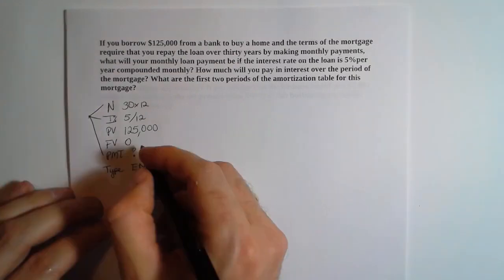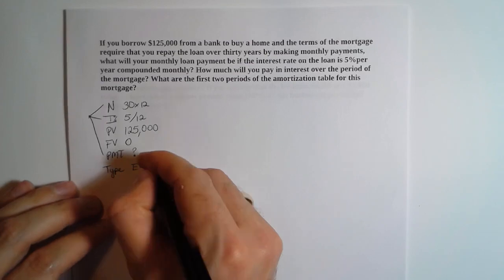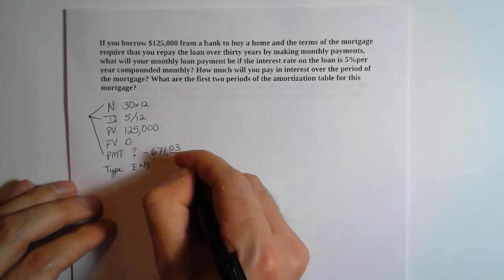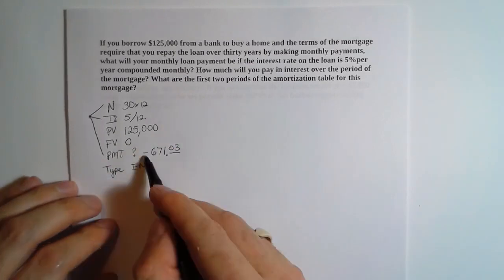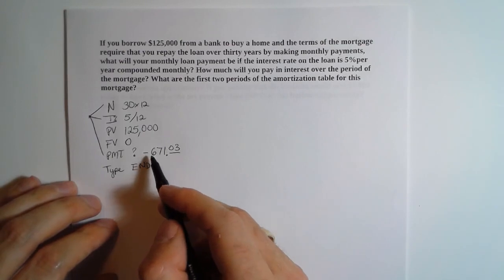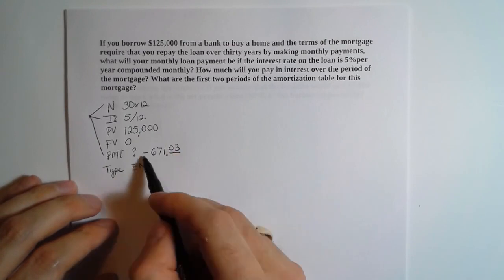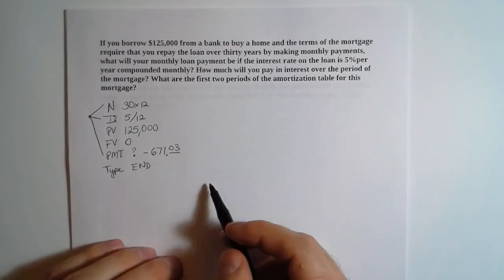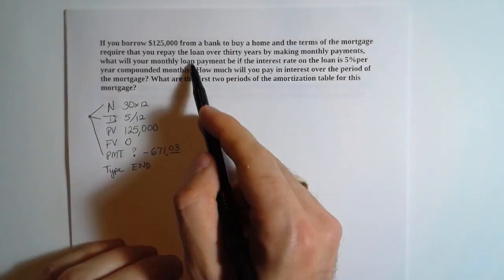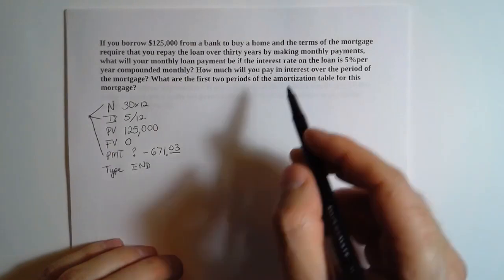Okay, if you paused the video and solved for the payment, what you should have gotten was negative $671.03. The negative sign, as usual, you have to take with a grain of salt. Although in this case, it makes sense since we are actually having a cash outflow of $671.03, sometimes that sign doesn't necessarily mean a whole lot. So we solved the first problem, which was how much the monthly payment will be under these circumstances. Our monthly payment is going to be $671.03.